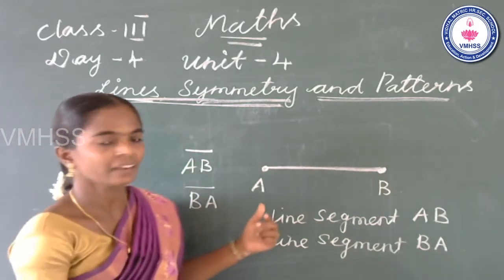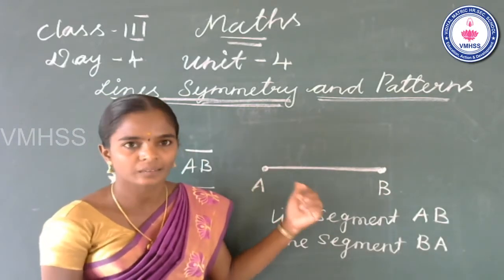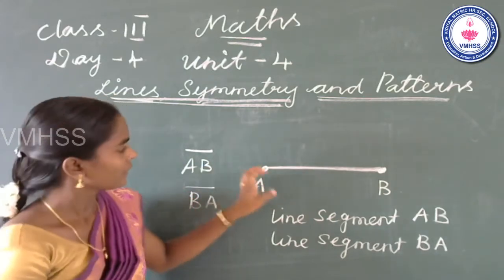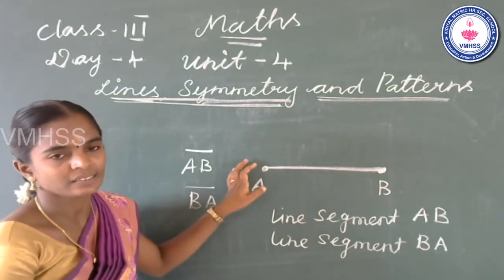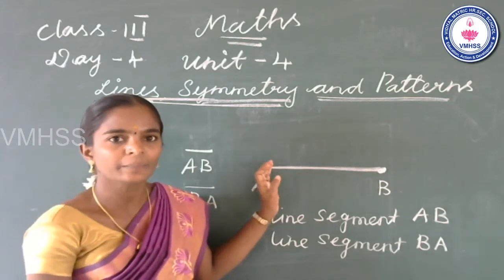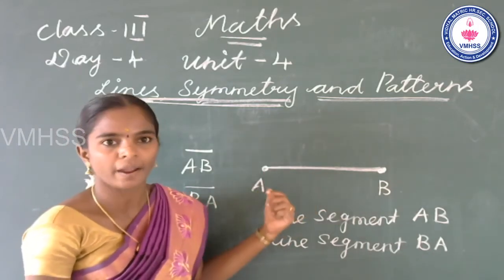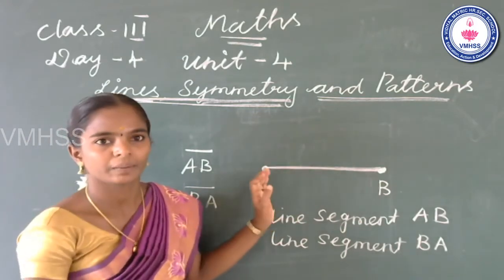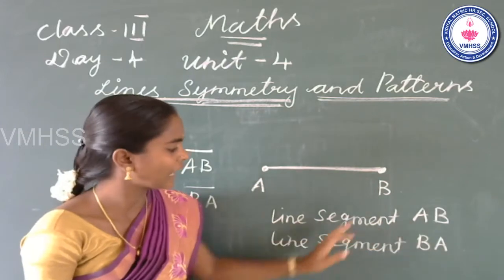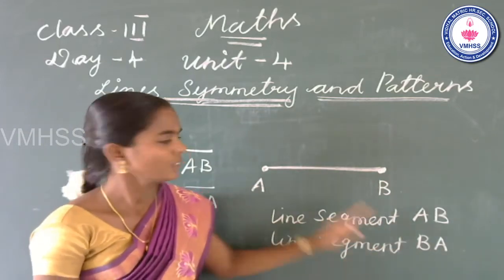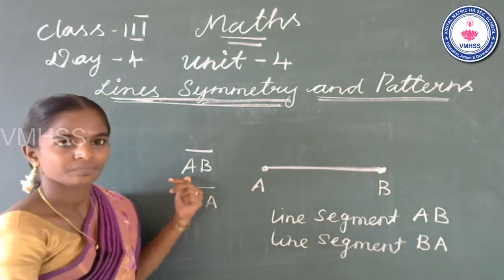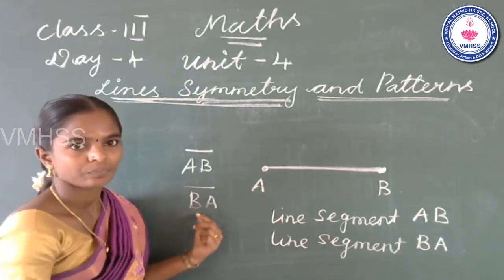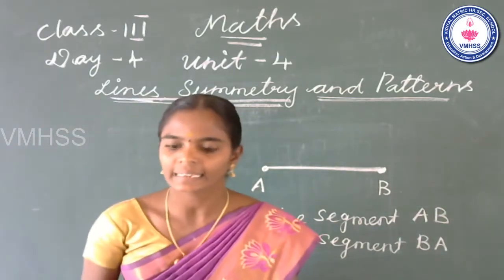Children, once again, a line segment is a straight path with two end points. It has a fixed length. It has a start and end point. This tells us AB. Line segment AB or line segment BA. Is it clear? Look at the slide, all of you.